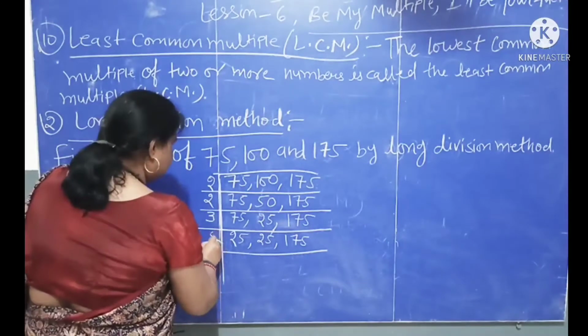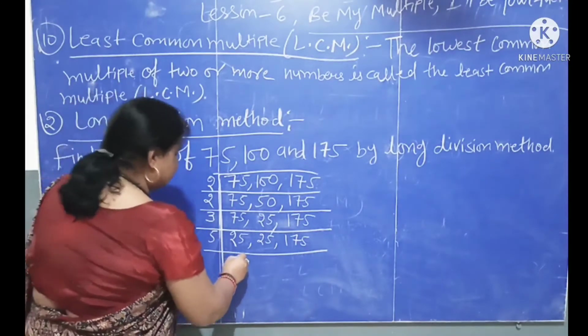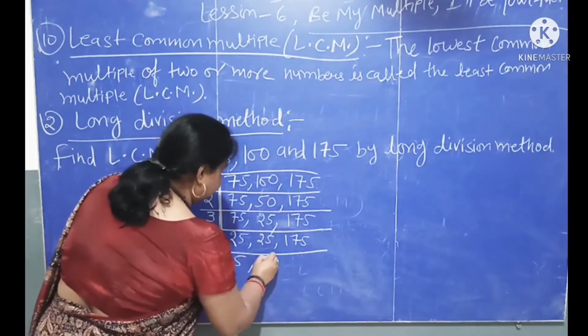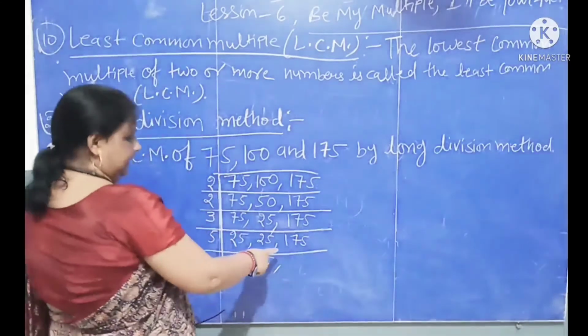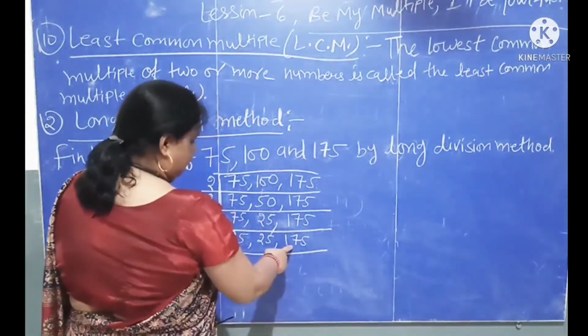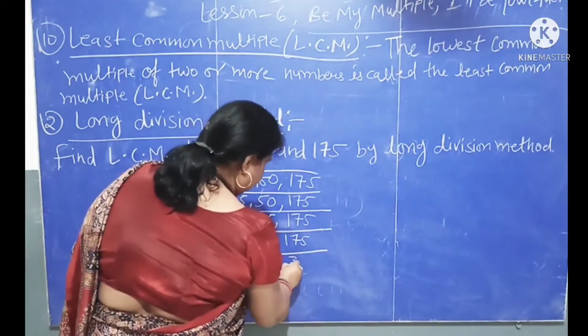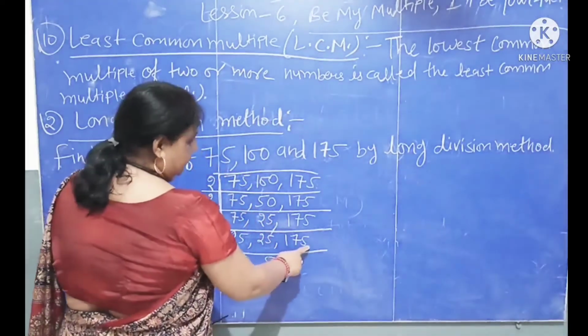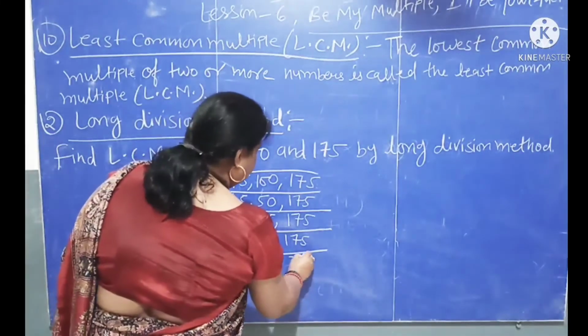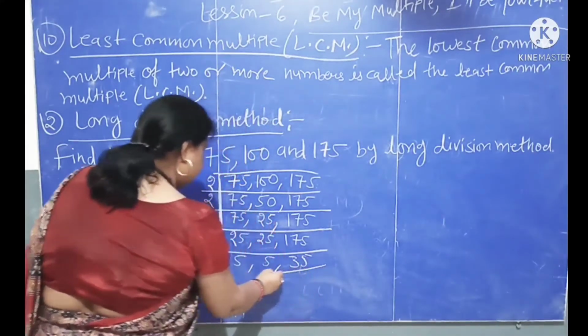So next prime number is 5. 5 5s are 25, and here is 17. 5 3s are 15, and 2 remaining. Here will be 25. 5 5s are 25.